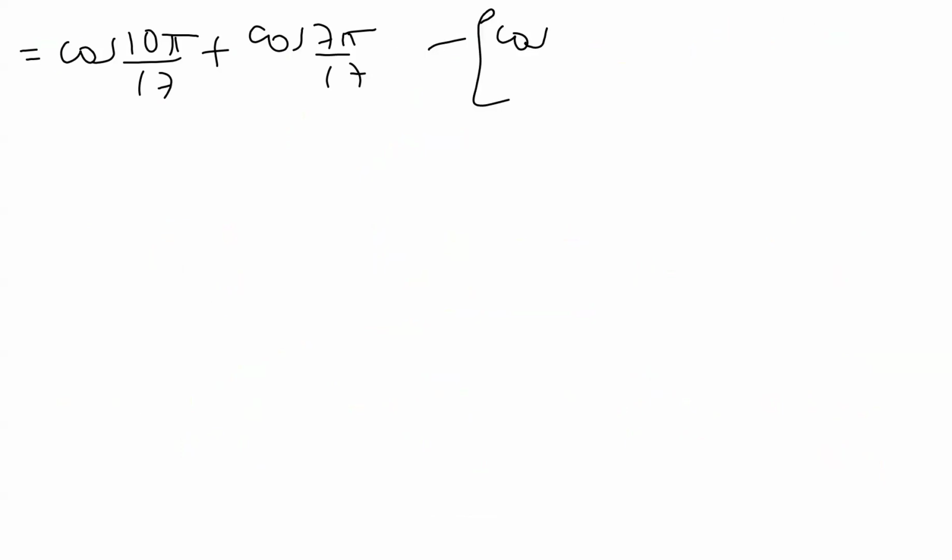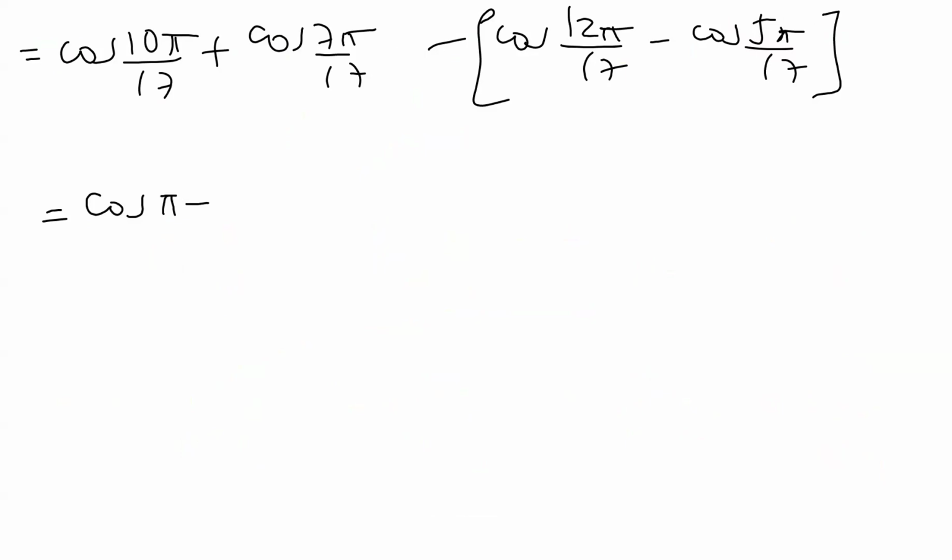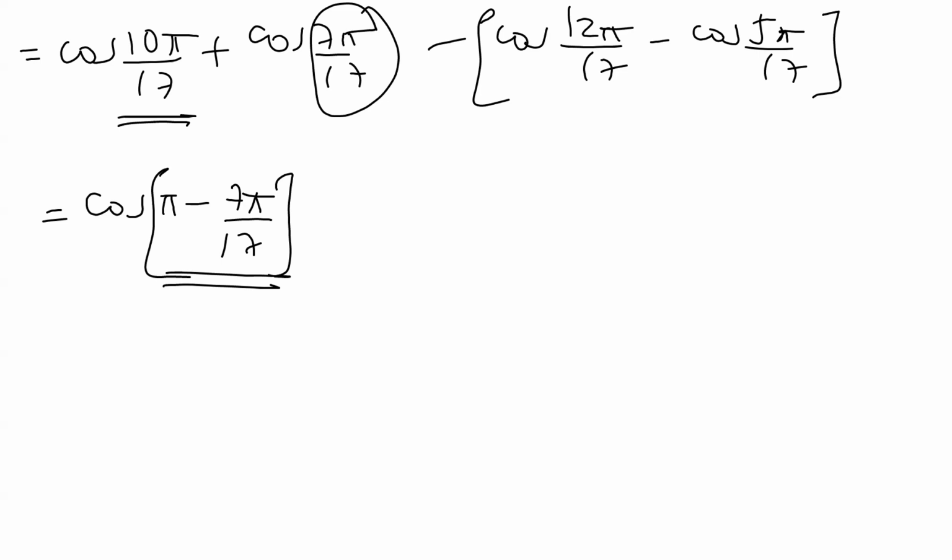Now within the bracket, cos 12 pi by 17 minus cos 5 pi by 17. Now see, what is pi minus 7 pi by 17? Pi minus 7 pi by 17 is 10 pi by 17. That's the reason why we just group this. Okay. Now second term we keep it as it is.